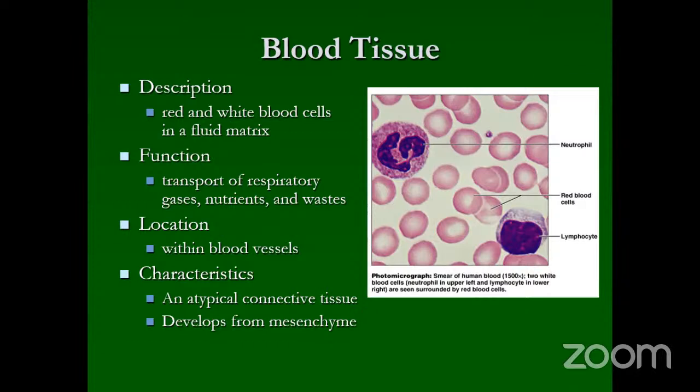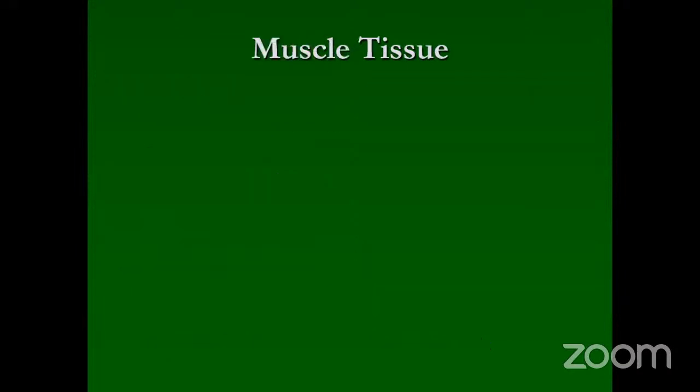This is blood tissue. It is a fluid matrix, so it is not a typical connective tissue. It is fluid in nature, so it is not a normal connective tissue. It is an atypical connective tissue. It is also developed from the mesenchyme, and it consists of cells surrounded by non-living matrix.